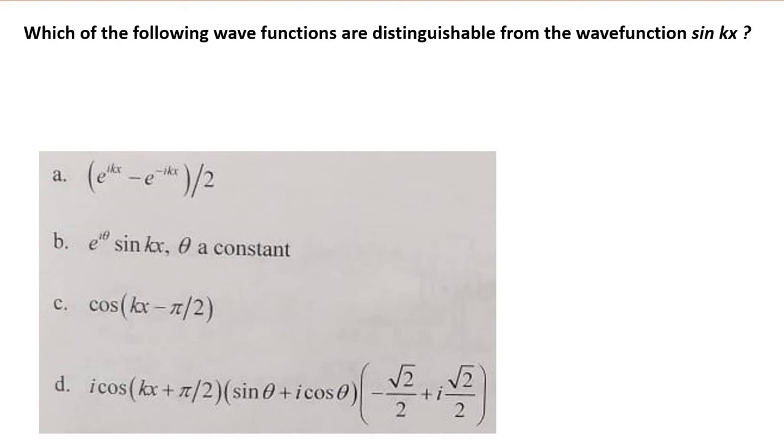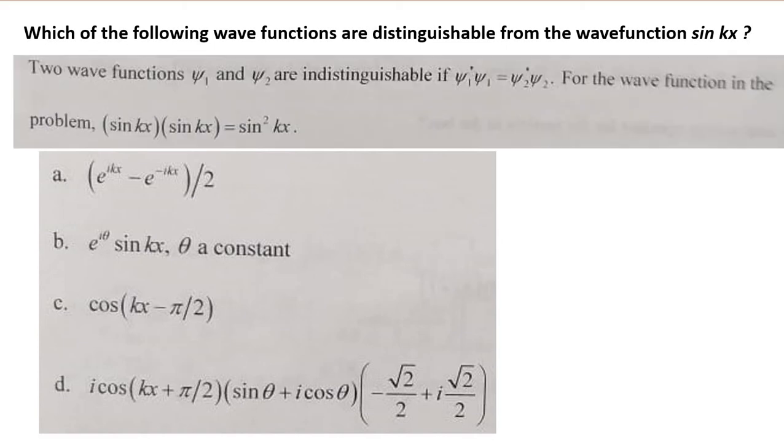What is the significance of psi? We know that mod psi square, that is psi star psi, is the probability density. So if the probability densities of the two functions are the same, then we call those two functions equivalent or indistinguishable. So, for example, psi 1 is one function and psi 2 is another function. Now what is the probability density? Psi 1 star psi 1 for the first function and psi 2 star psi 2 for the second function. If these two are the same, then we call functions 1 and 2 equivalent or indistinguishable. So here psi 2 is, say, sin kx, given in the problem. So what is psi 2 star psi 2? Sin kx times sin kx, that means sin square kx.